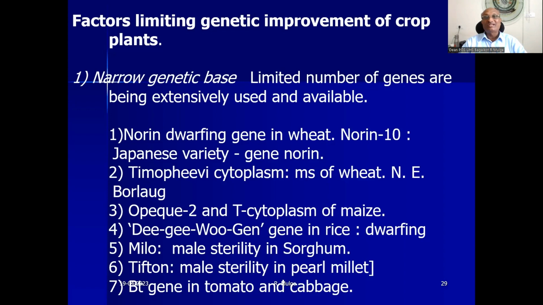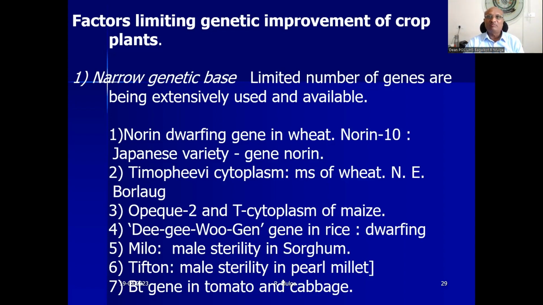Then there is OPEC2 and T cytoplasm of maize, the DGO gene in rice for dwarfing, Milo in sorghum, Tipton in pearl millet, and of late the BT gene, which is being used in many crops, including cotton, irrespective of the croplands. So what does it mean? We have very few genes known and identified, and they are being used extensively. That is one of the drawbacks or limiting factors in crop breeding.